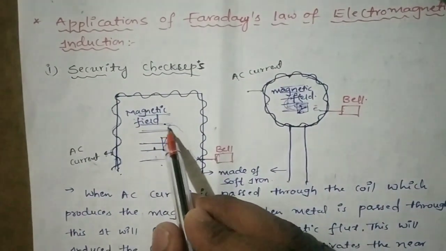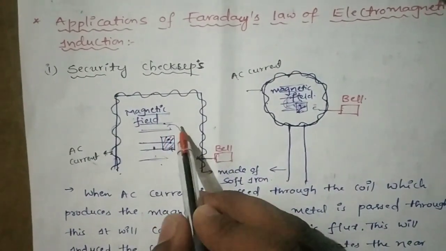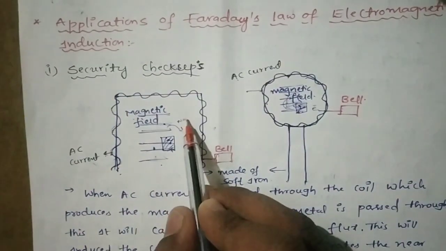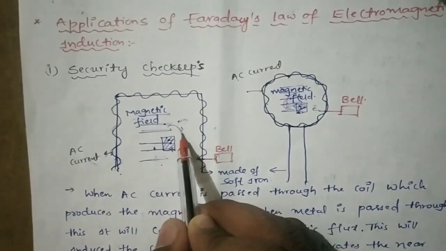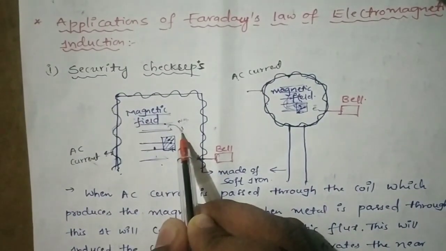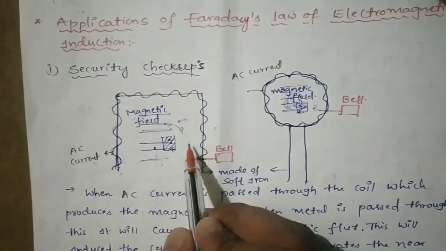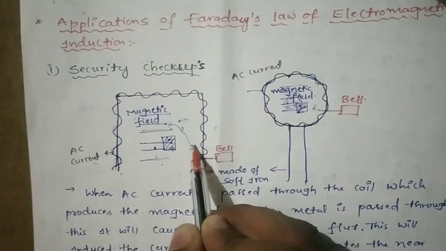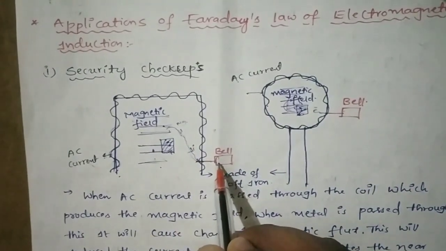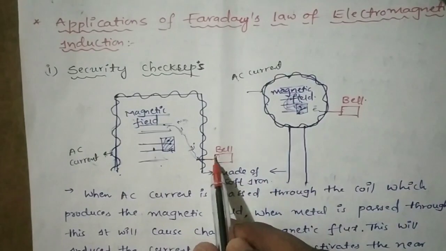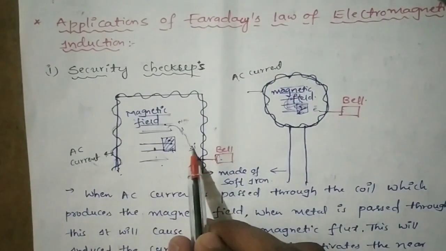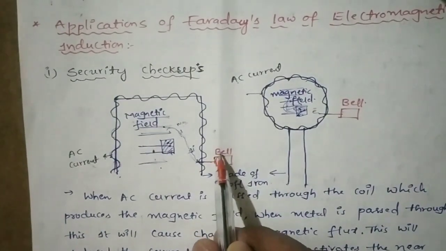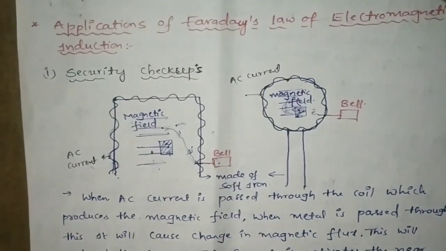Now the disturbance of the magnetic field will produce a change in magnetic flux. Yes or no? The change in magnetic flux, according to Faraday's law of induction, will produce a current. Now whatever current we produce is supplied to the bell. Therefore here electrical energy is converted into sound energy, and the bell will ring.